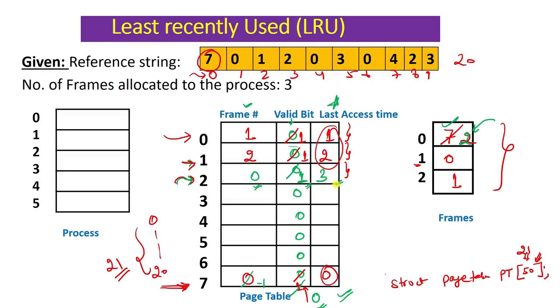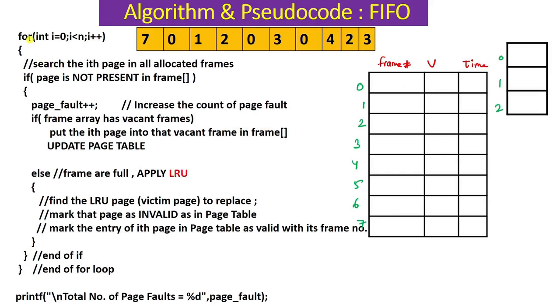Okay, so let's see in the code how we will do this thing. Basically this is our for loop, and this for loop is going to end here. And this is our else. This is our simple if, and this outer if is ending here. And after this complete for loop, we are printing the page fault and the other things. And this is my page table and this is my frame array.